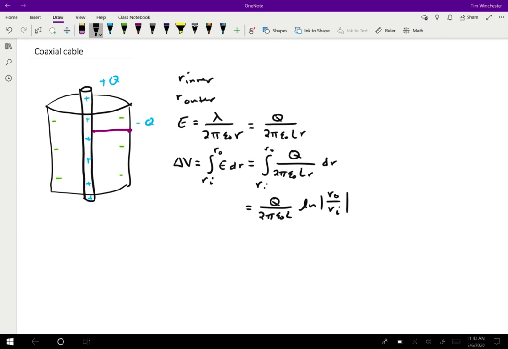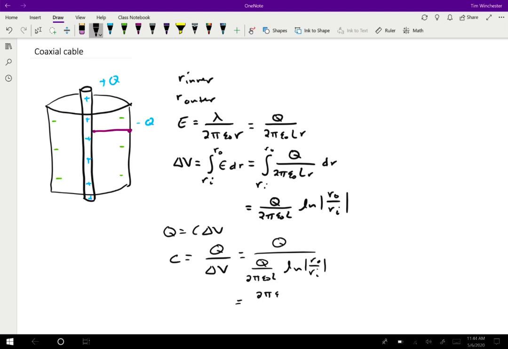Okay, so then to calculate the capacitance, remember Q equals C delta V. So what I want to take is C is Q over delta V. Well, now I have an expression for delta V. So Q over 2 pi epsilon naught L natural log of R0 over Ri. All right, and so the charges cancel, and to write this in a slightly nicer way, I'll get 2 pi epsilon naught L over natural log of R0 over Ri.